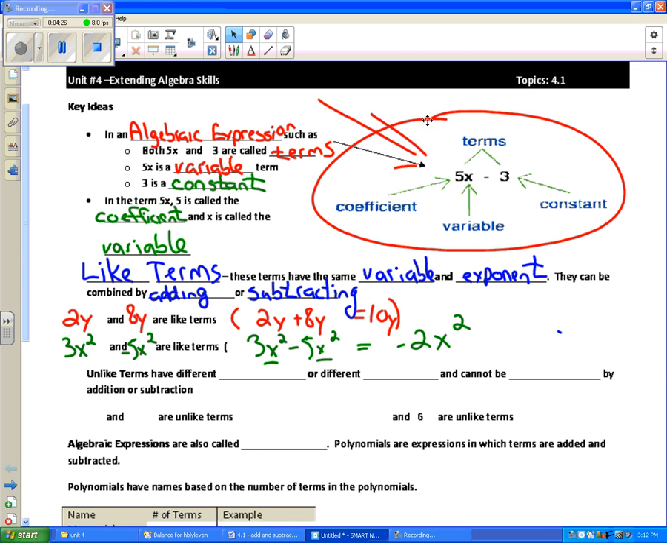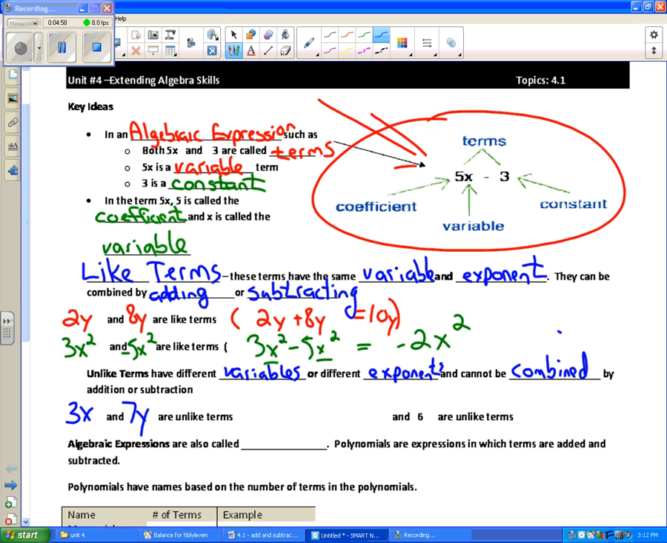Well, now let's look at what unlike terms are. Unlike terms have different variables or different exponents. And they cannot be combined by addition or subtraction. A couple of examples here. 3x and 7y are unlike terms. I can't add an x and a y.